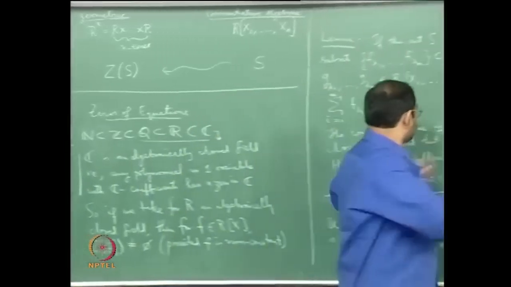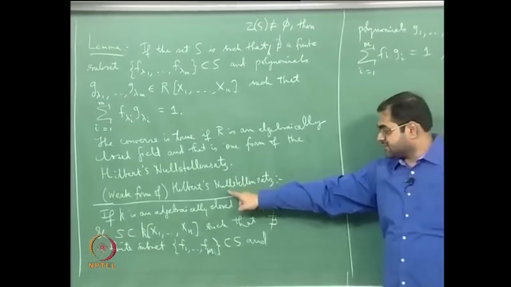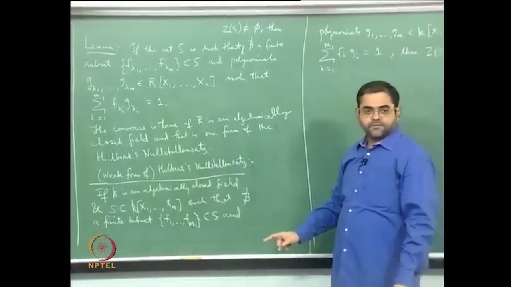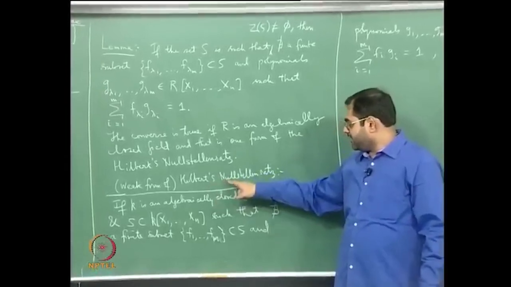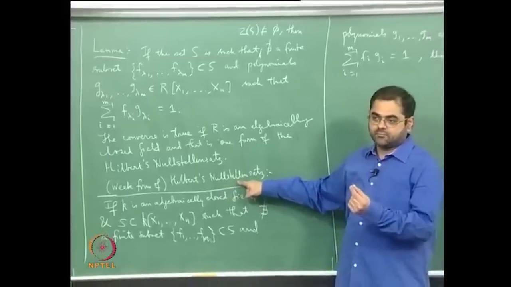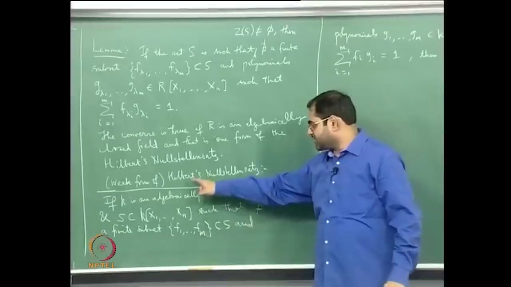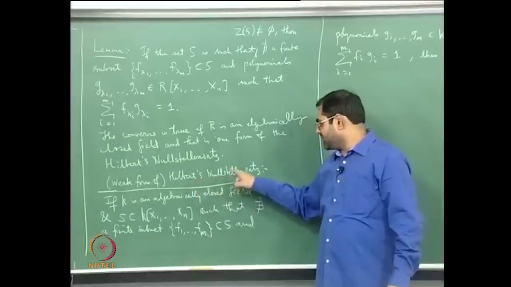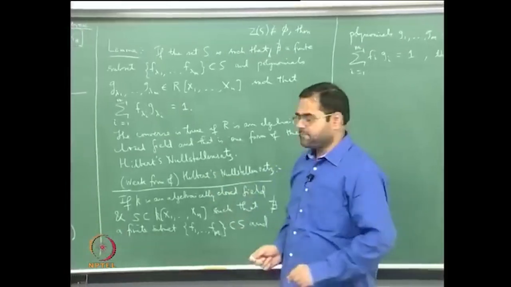So incidentally I should tell you what this Nullstellensatz is. This is German, Hilbert was a German mathematician, and of course one of the greatest of all time. Null stands for zero, Stelle stands for position or point, and Satz means theorem or statement. So if you translate it properly, it means Hilbert's theorem on zeros of a bunch of polynomials.